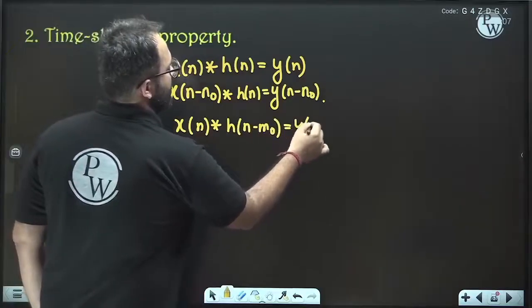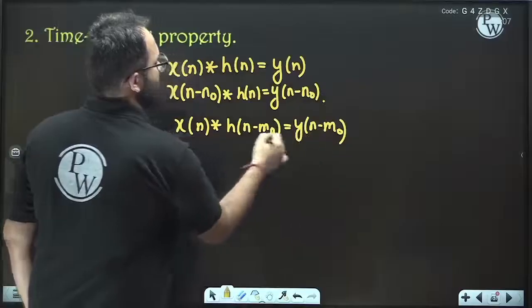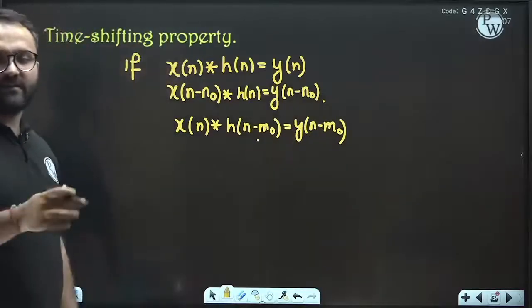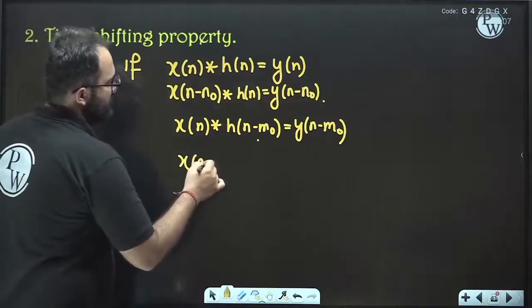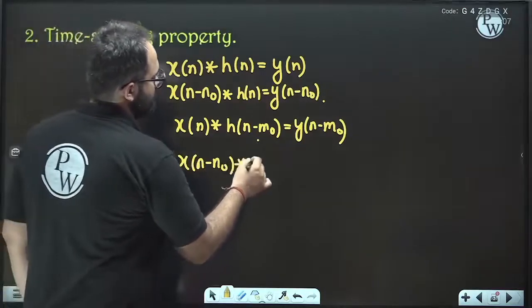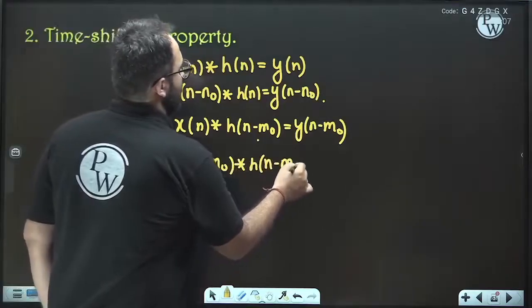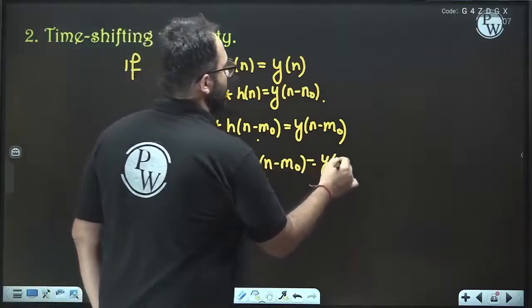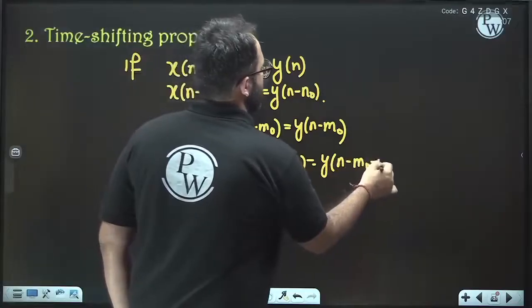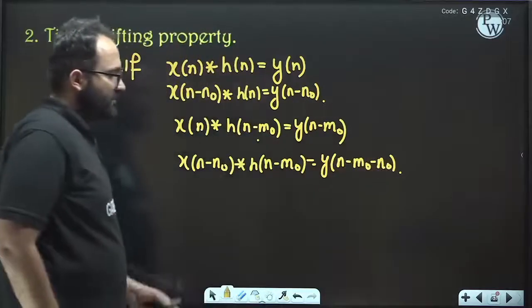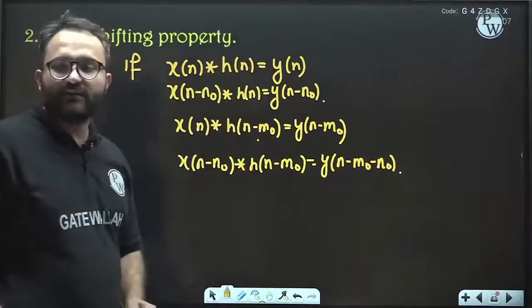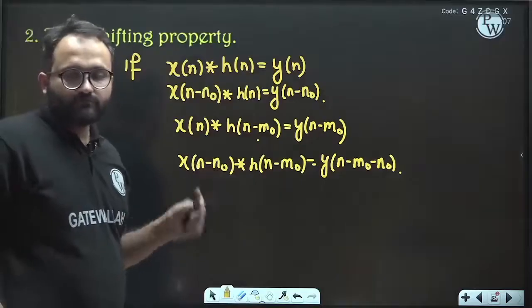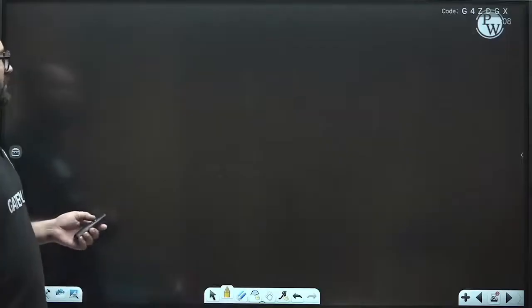Then the result will also get shifted by the time shift in the signal. Okay, the same result as we have done in continuous time; the result is the same. So if we do the shifting in both the signals, then the result will get shifted by both the times, that is m0 and n0. So the result or the property is exactly the same as that of the continuous time case.